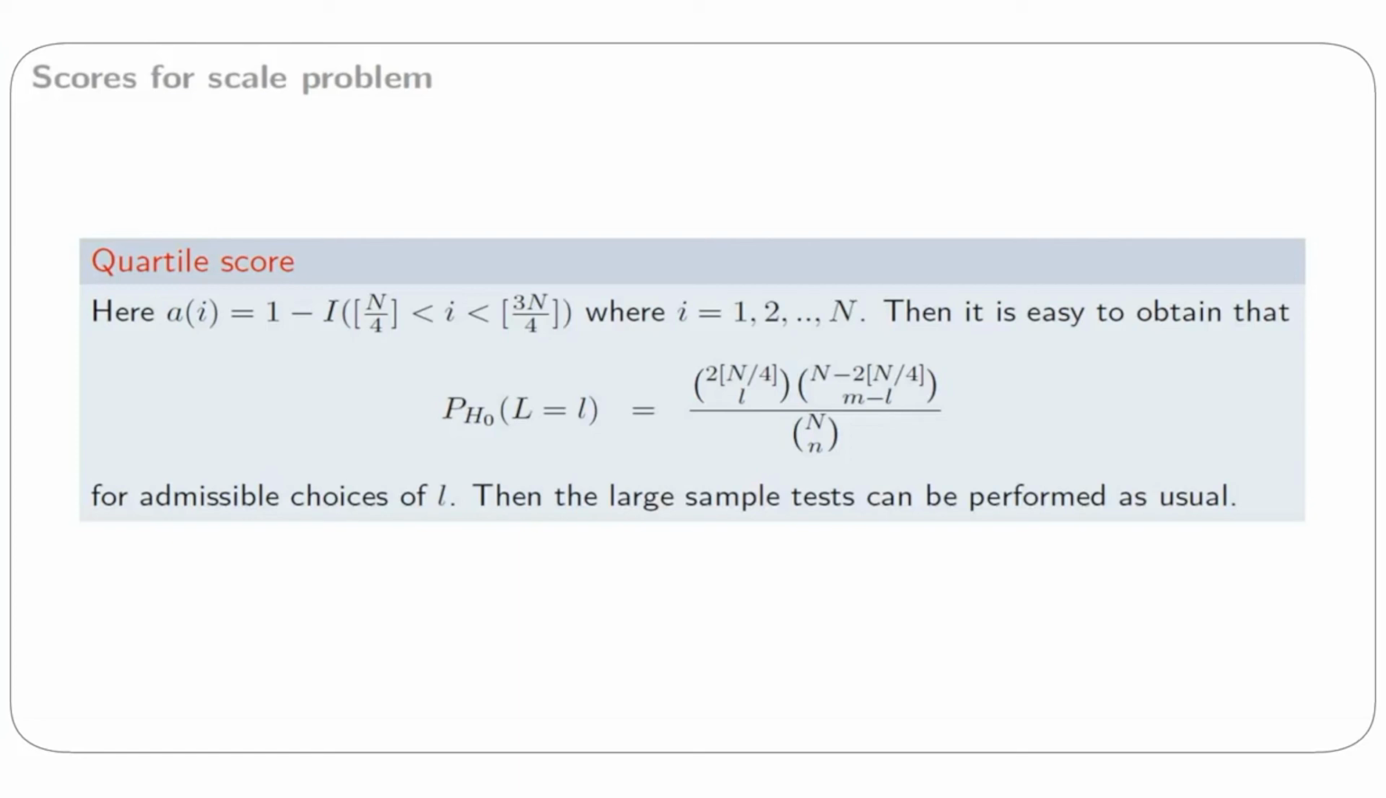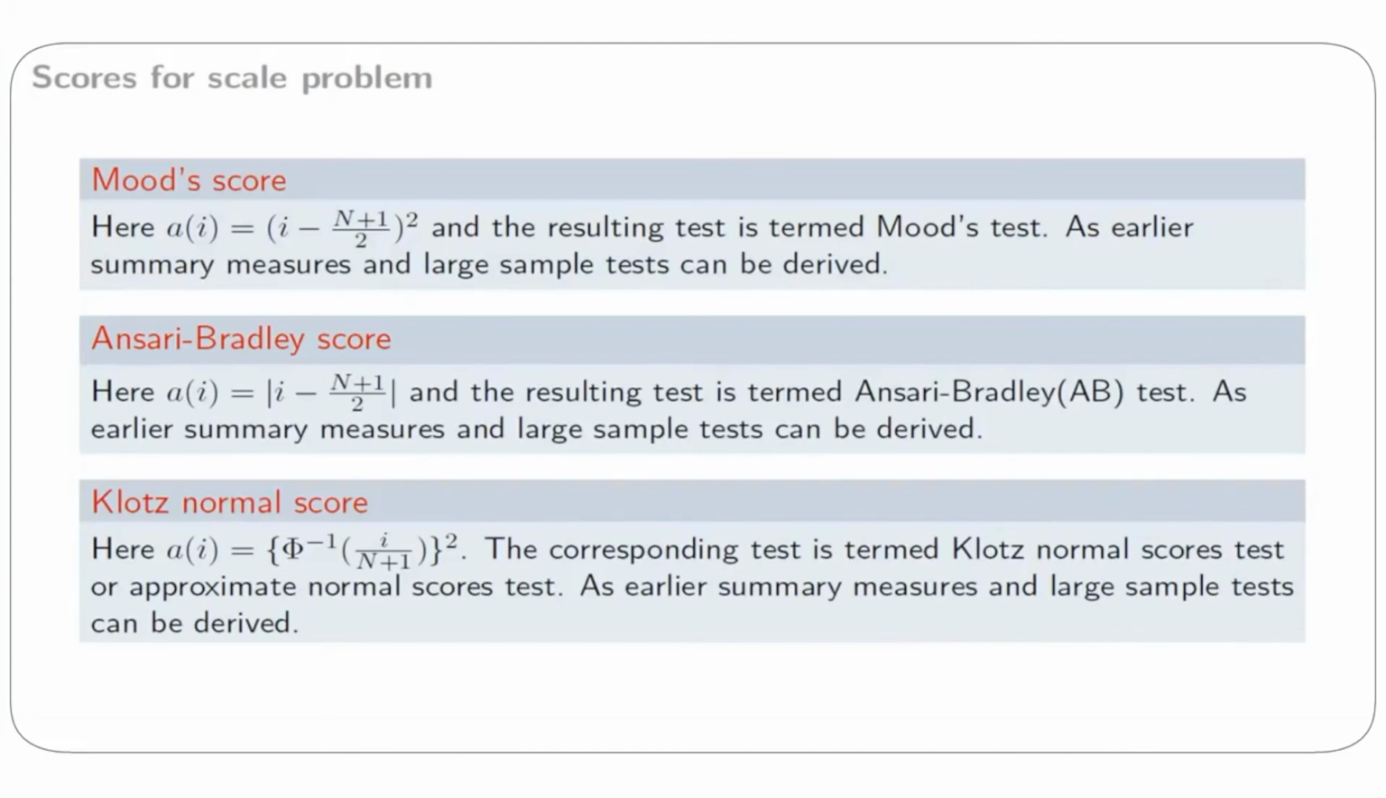Now, as in the median statistic or median test statistic, we can find the null distribution of such an L corresponding to quartile score, that is when a_i is 1 minus indicator n by 4 less than i less than 3n by 4. However, such a null distribution is not symmetric but is asymptotically normal, and hence large sample tests can be performed as usual. So further, we can use a number of scores for the scale problems to get the corresponding tests.